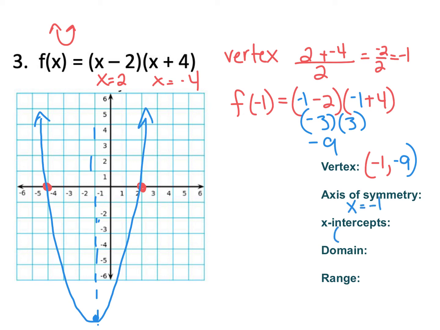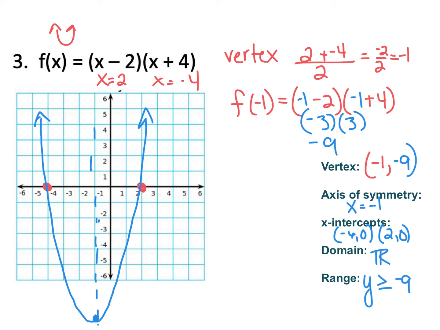We already stated our intercepts. They are (-4, 0) and (2, 0). My domain would be all real numbers, and my range, it's going up, so it's y is greater than or equal to the y value of the vertex, -9.